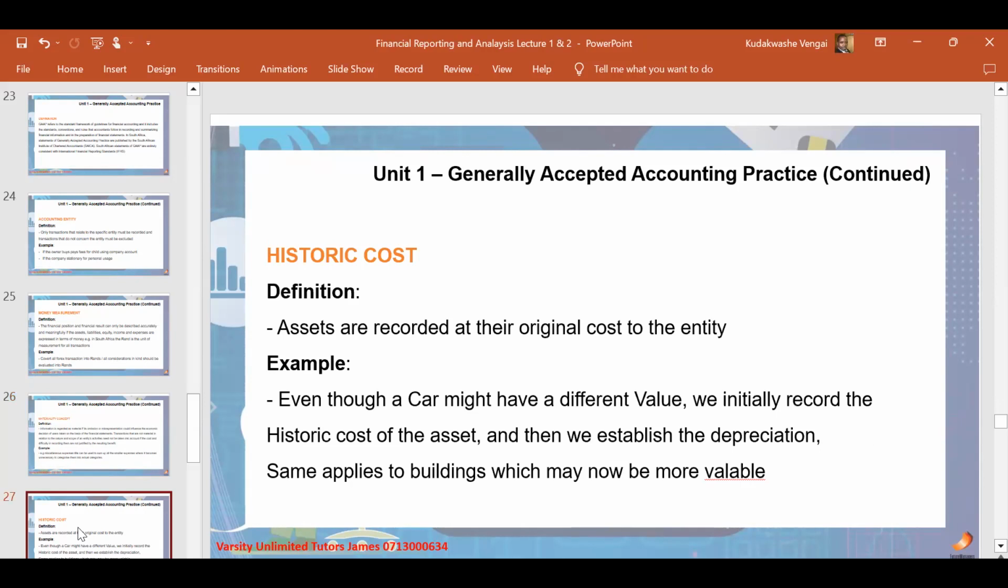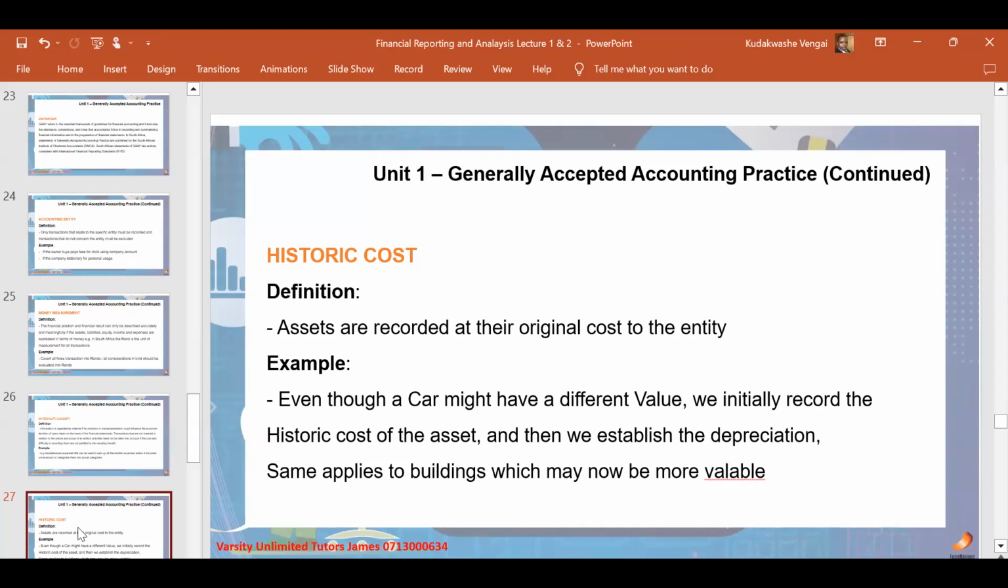Right. Historic concept. When you are presenting specifically the statement of financial position, when you are presenting your information, you should use the historic value, the original cost. So for example, if I bought my car, right, in 2020 for 80,000 rand, that's how much I bought it for, 80,000 rand in 2020.